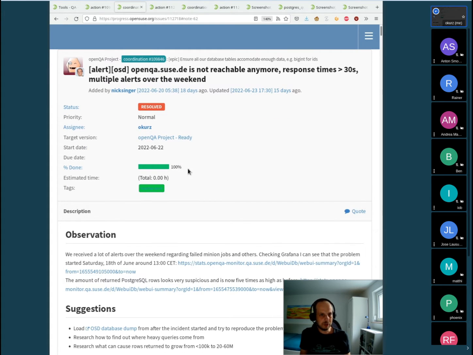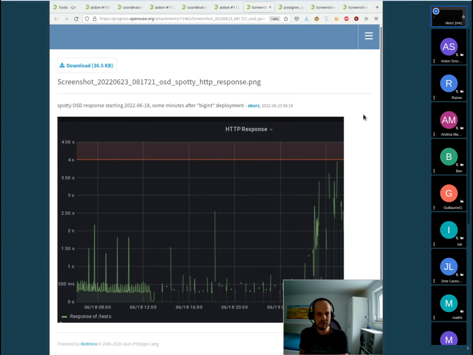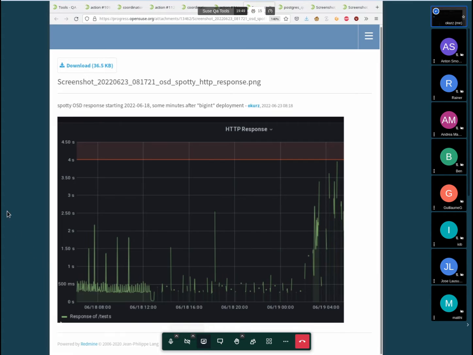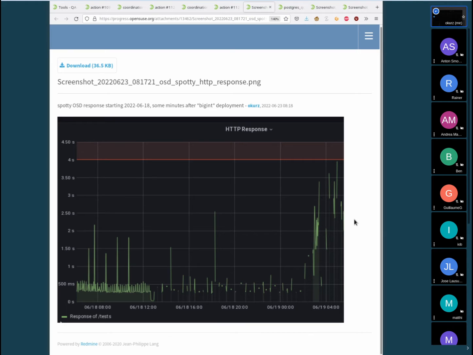So what did it look like from the alert perspective? Let me disable my camera overlay. What we can see here are the HTTP response times that we monitor for openqa SUSE DE, starting here on the 18th of June. Normally we have response times well below 500 milliseconds, with some spikes and some longer requests. It can take a bit longer, but well below the alerting threshold of 4 seconds. Anton?